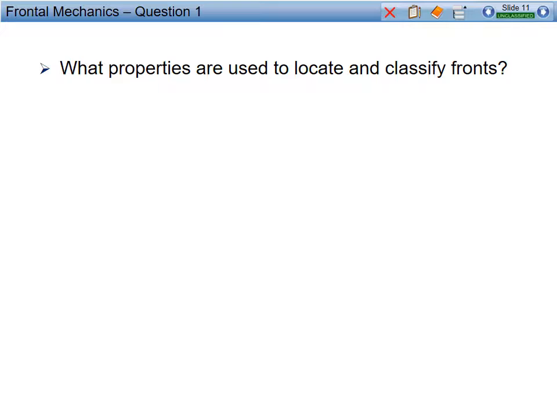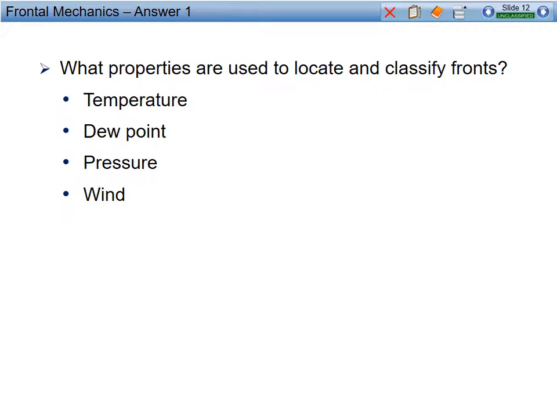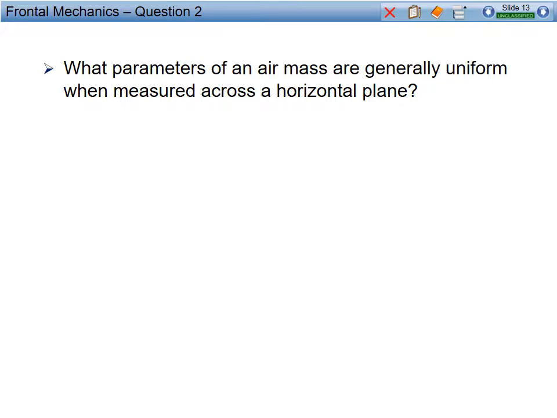Okay, so the properties used to locate and classify fronts are temperature, dew point, winds, and pressure. The parameters of an air mass that are generally uniform across a horizontal plane are temperature and moisture. Location would be the third element necessary to completely name an air mass.